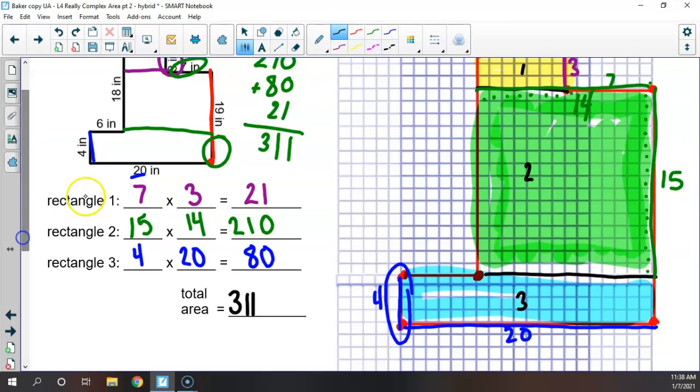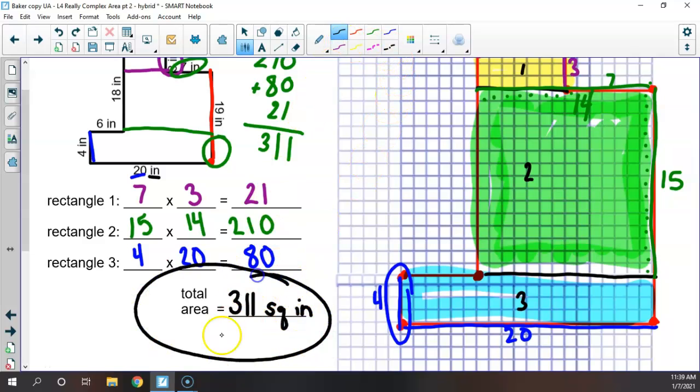And now I'm looking at the figure and we are given the units. So it would be 311 square inches. And we can abbreviate inches by just putting an IN. So that would be the answer for the total area of that first complex figure. All right, we're going to do another one.